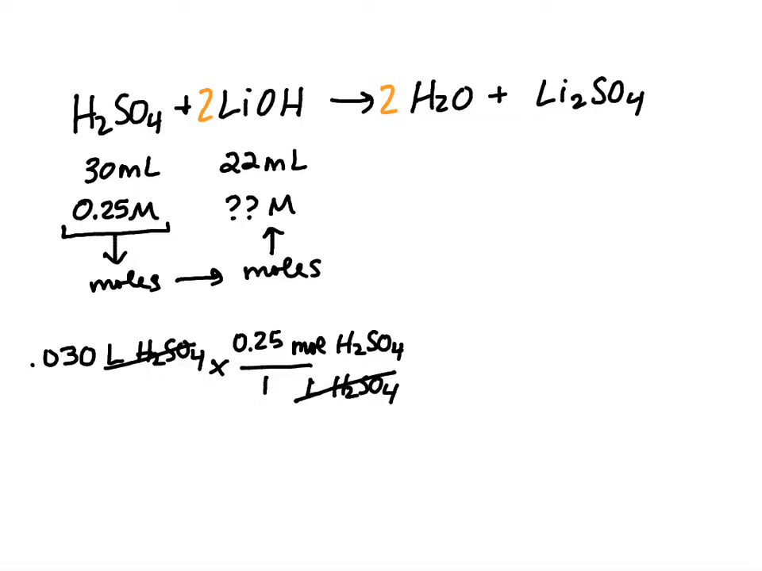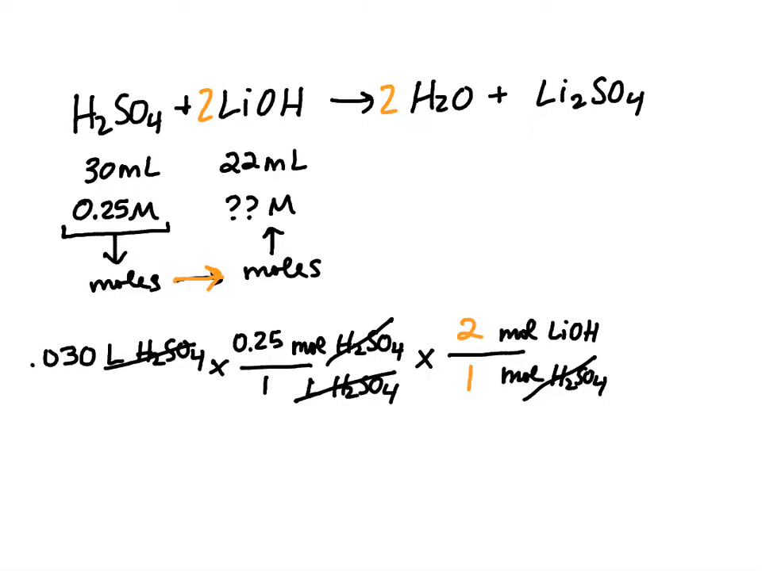But instead of solving right now, what we're going to do is change moles of H2SO4 to moles of lithium hydroxide. So moles of H2SO4 below the bar and moles of lithium hydroxide above the bar. And here's where we're going to use the coefficients. So this is going to be a 2 and this is going to be a 1. And now our moles of H2SO4 will cancel out.